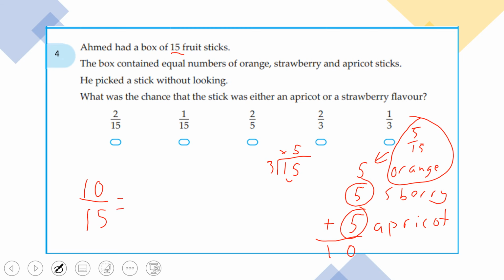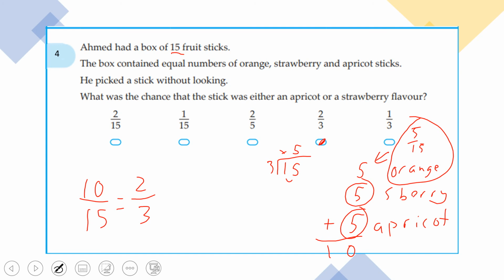We can simplify that, looking at what numbers are common. Any number that ends in 0 or 5 is divisible by 5, so we'll divide by 5. 10 divided by 5 is 2. 15 divided by 5 is 3. 2/3 is our answer.